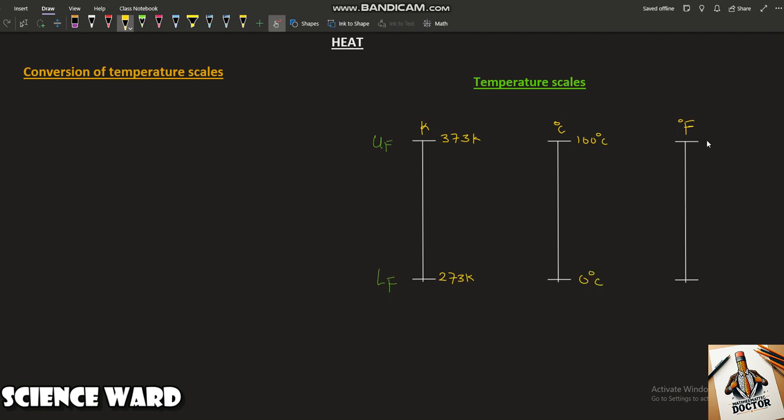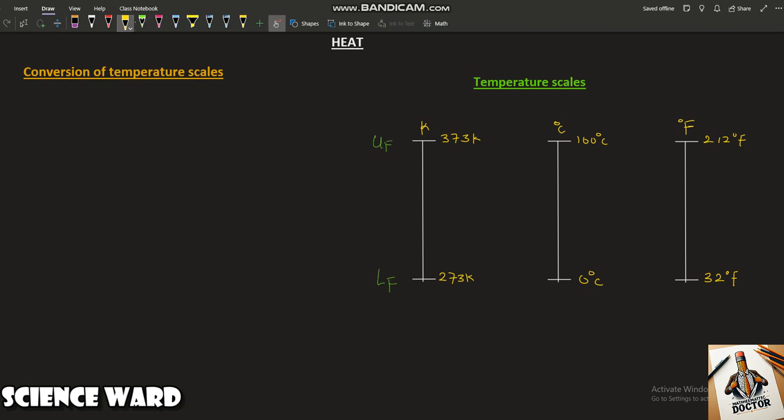And for the Fahrenheit scale, the upper fixed point is 212 degrees Fahrenheit, and the lower fixed point is 32 degrees Fahrenheit. Now you have to know these values offhand. The upper and lower fixed points of the Kelvin scale are 373 and 273. For the centigrade scale, 100 and 0, and for Fahrenheit, 212 and 32.